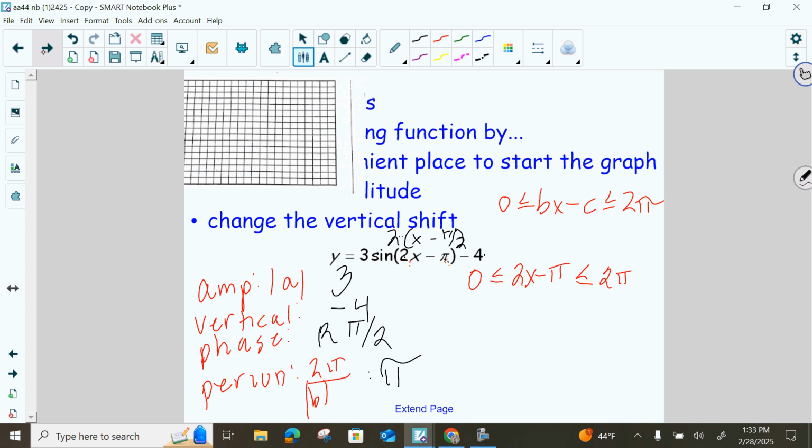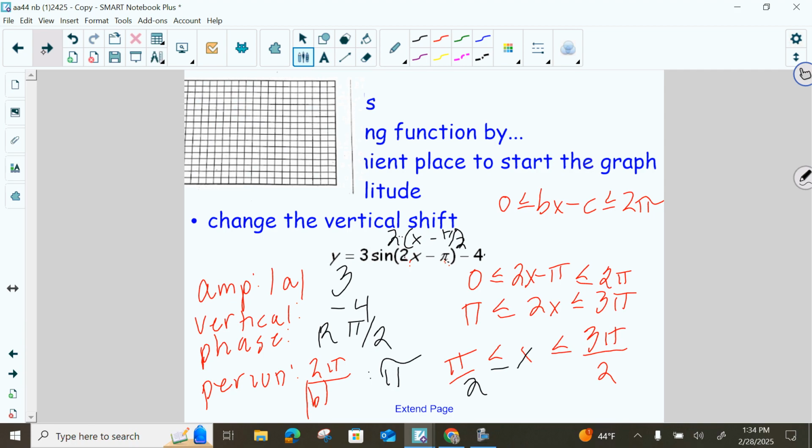Calvin, what do I need to do to get X all by itself in the middle? I want to get X all alone. So how do I isolate X inside there? How do I get rid of the 2 and the pi? Add pi everywhere first. And then what was the second thing you said? Divide by 2. So if I divide by 2 everywhere, this is telling me the most convenient place to graph this function is between pi over 2 and 3 pi over 2. That's going to get me 5 key points.